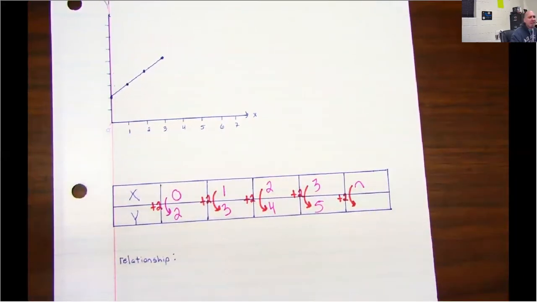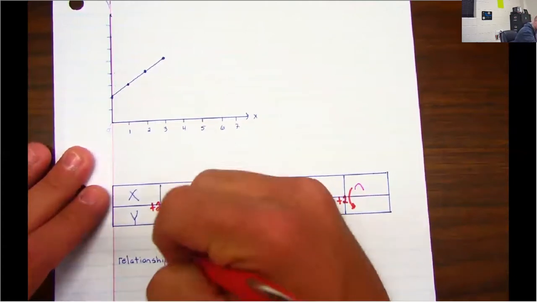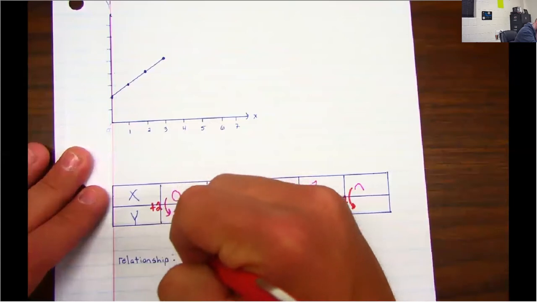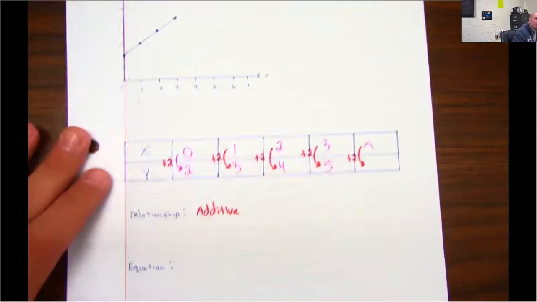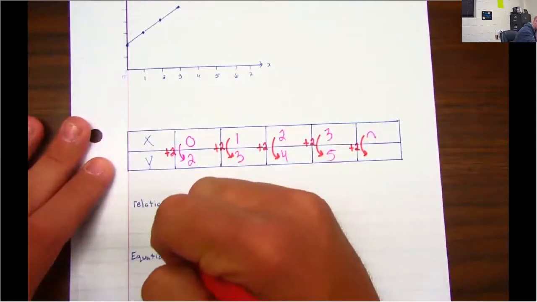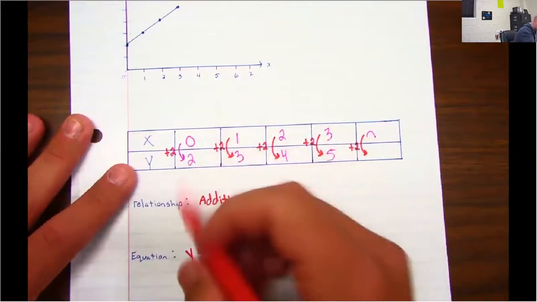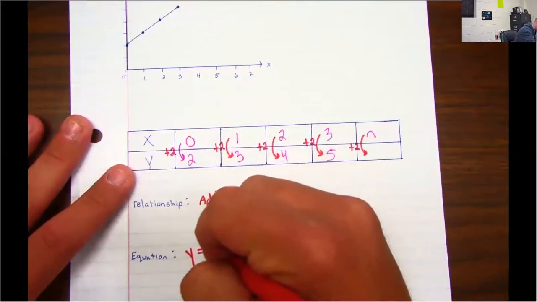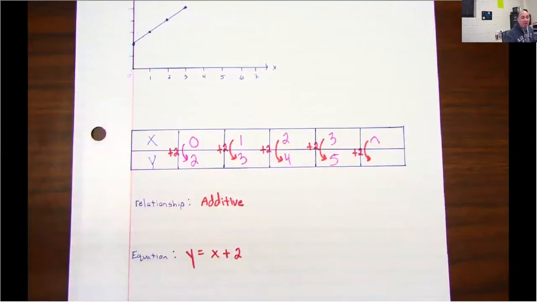So guys, what's my relationship? Additive or multiplicative? Well, since I'm adding, it's additive. My equation, y equals whatever my x value is, and you add 2 to it. That is literally it.